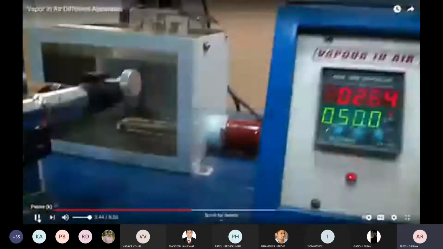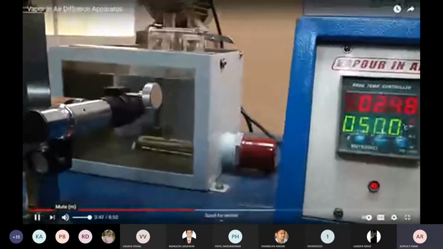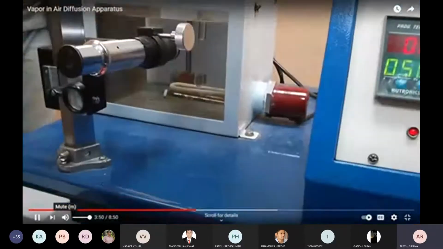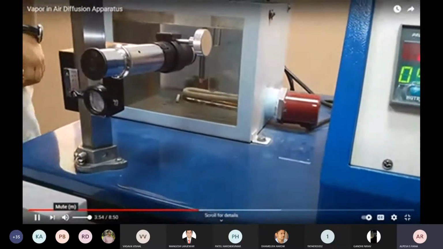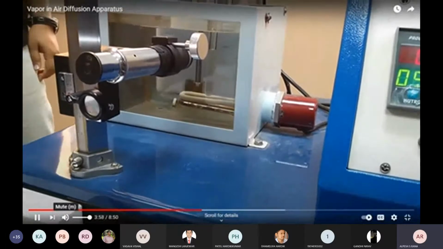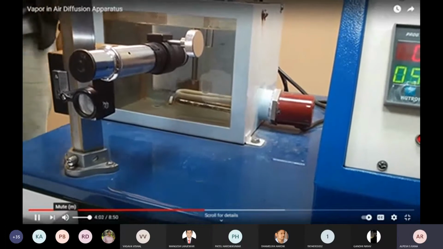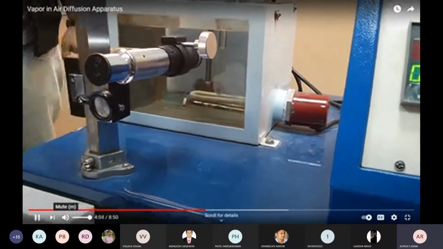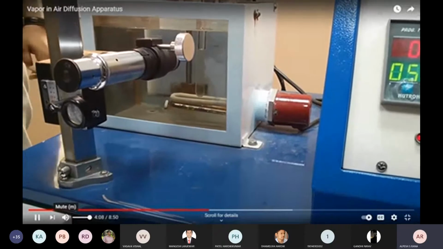Then you wait for some 20 minutes. How many readings are they supposed to take? Four readings they have to take, at an interval of 15 minutes or something like that? Some say 20 minutes. Yeah. Till then, that means the period is over, no?